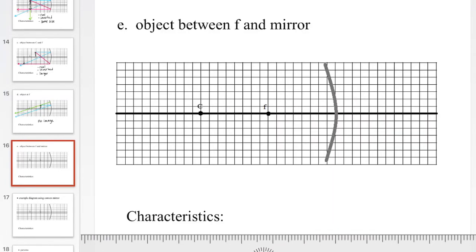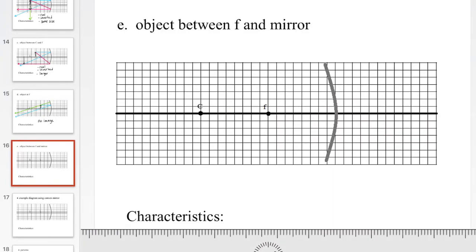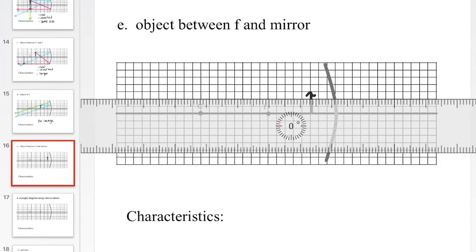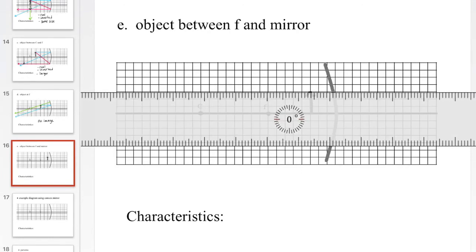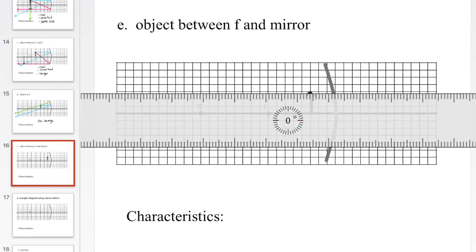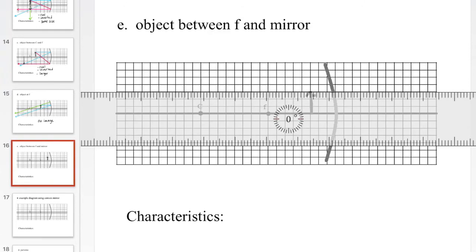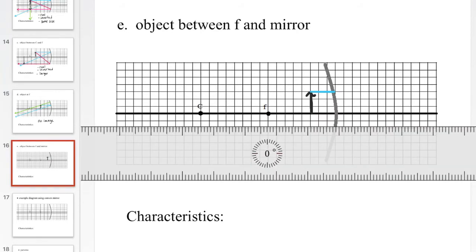And then of course, what happens if our object is between F and the mirror? Let's go over that situation. Okay, so there we go. There is my object. Okay, so I'm going to draw my three rays. First one, parallel to the principal axis. And then of course it bounces off and goes through the focal point.